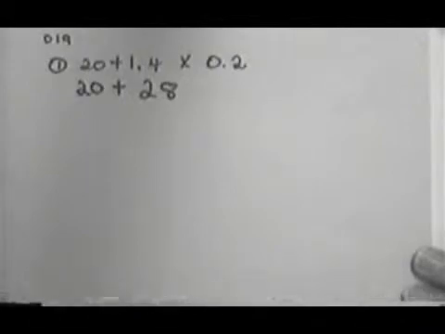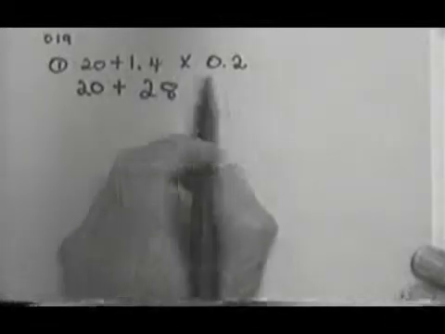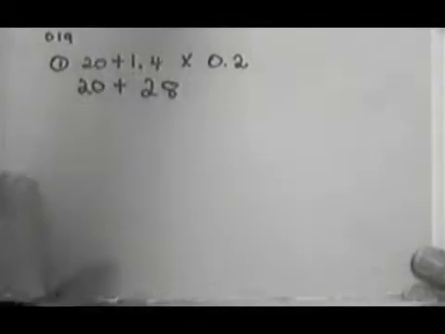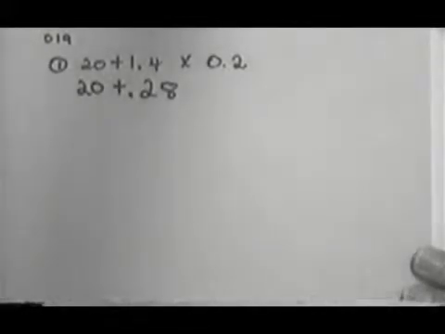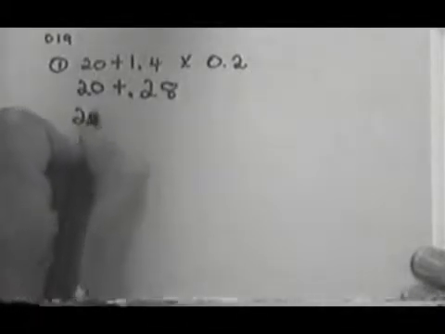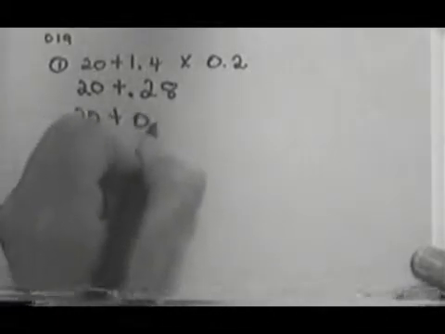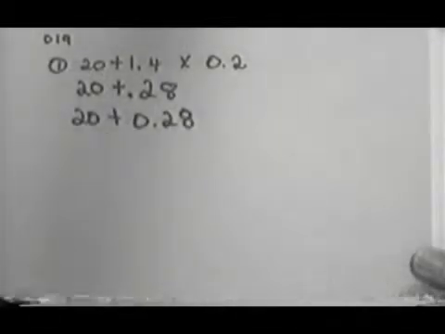So remember, we count decimal places. When we multiply, this one has 1, 2 decimal places. So this answer has to have 2 decimal places. So it's 20 plus 0.28. Or we might want to say it's 20 plus 0.28. And now all we have left is adding.